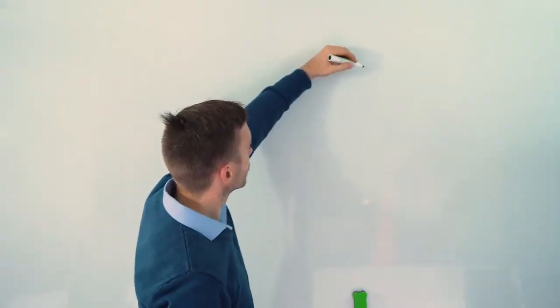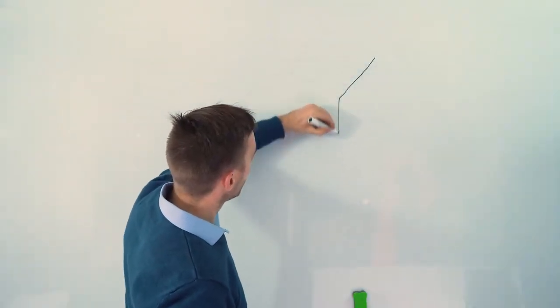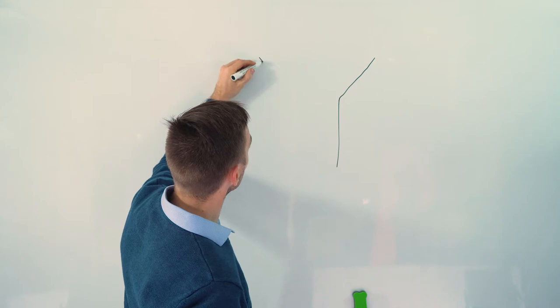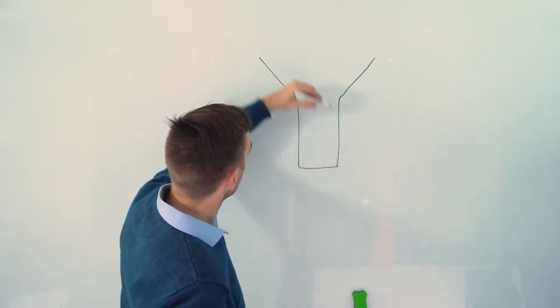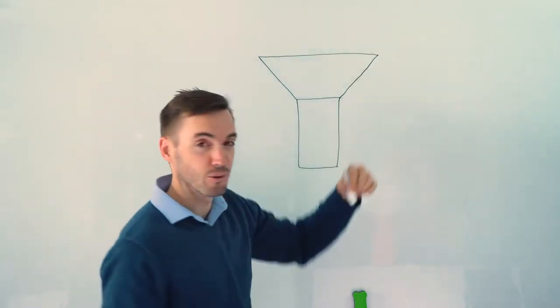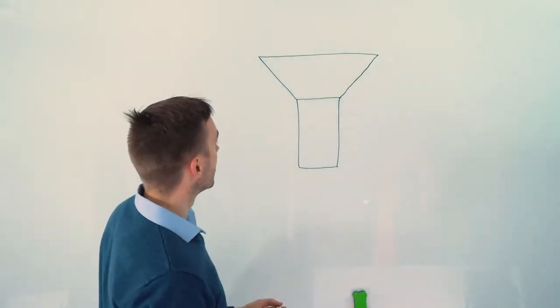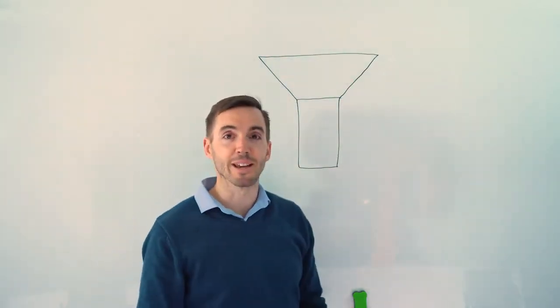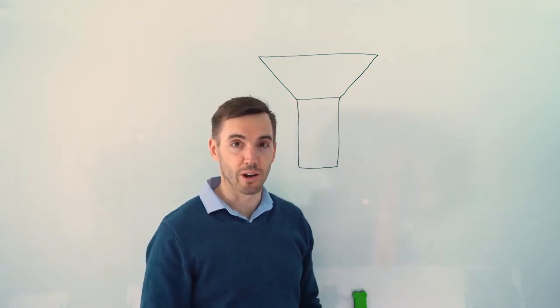So the easiest way to show that is by using a funnel. Now, funnels have always been used for sales. It's called the sales funnel. But I actually thought that this is a great tool to create your organization chart.